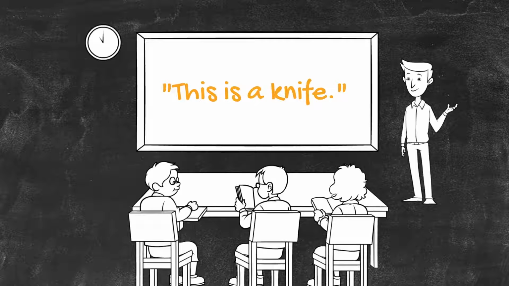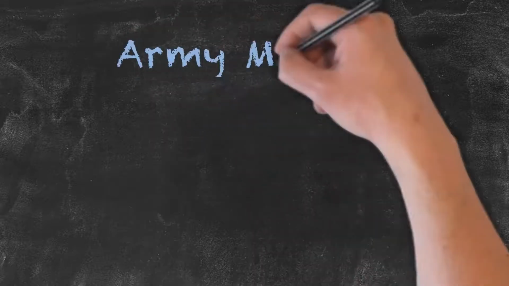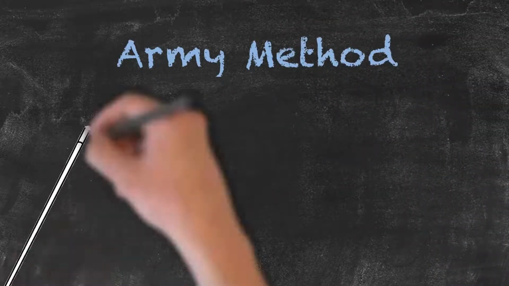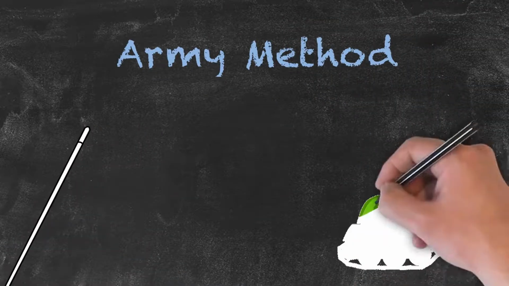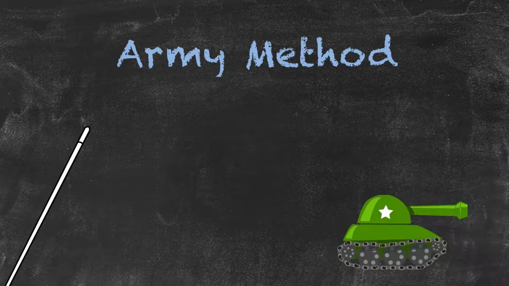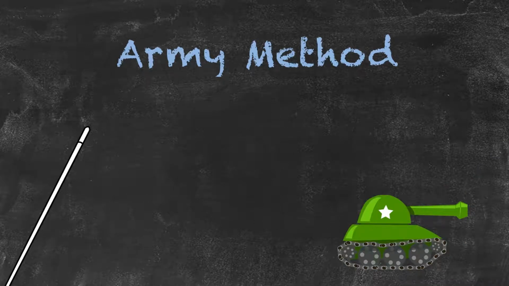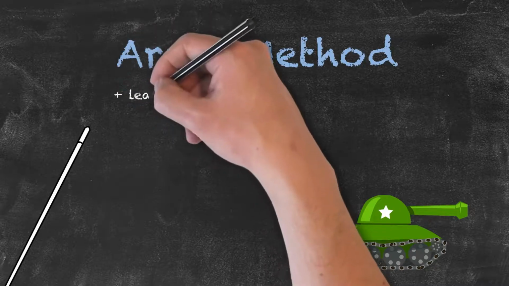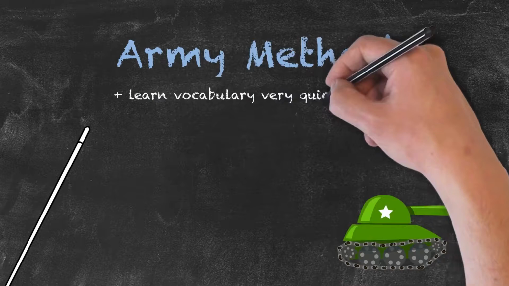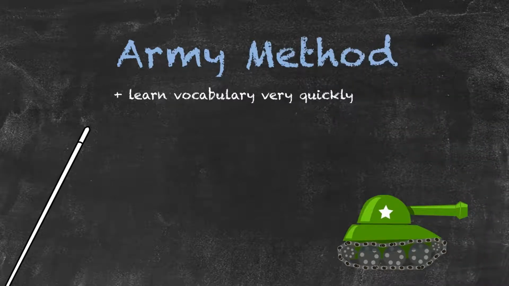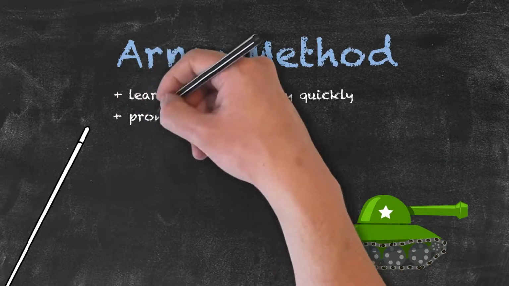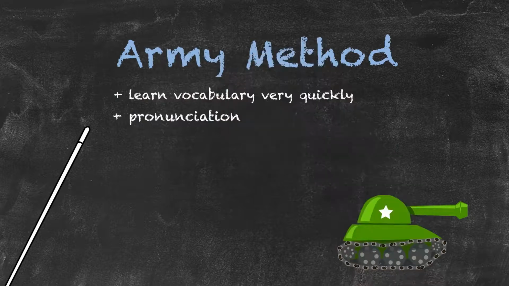Thank you. The reason that it's also called the Army method is that it was the method adopted by the United States military, who had personnel stationed around the world at the end of Second World War, and they realized that they needed those personnel to pick up the language very quickly. And that's one of the positive things about this particular methodology, is that you do very quickly learn vocabulary. Another positive thing about it is that you quickly learn the correct pronunciation of that vocabulary.